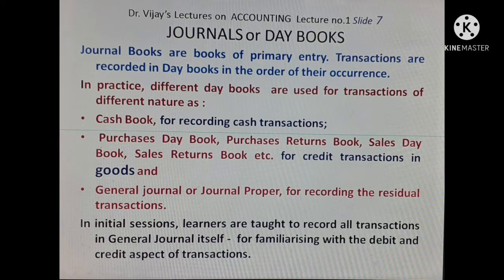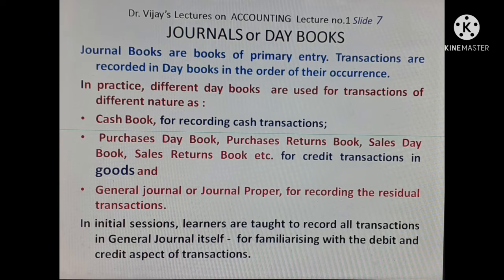See, first is the cash book, for recording all cash transactions. All cash transactions are recorded in the journal book called a cash book. Then the second set is for recording credit transactions in goods. We have seen the meaning of goods. You are a car dealer, your goods are cars. So for purchase of cars, you will record in the purchases daybook. For sale of cars, you will record in the sales daybook.